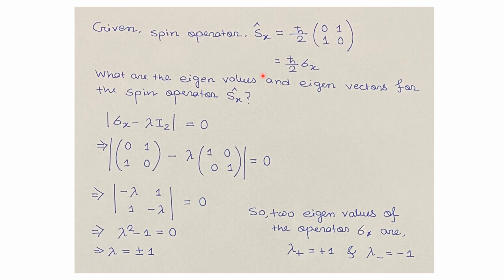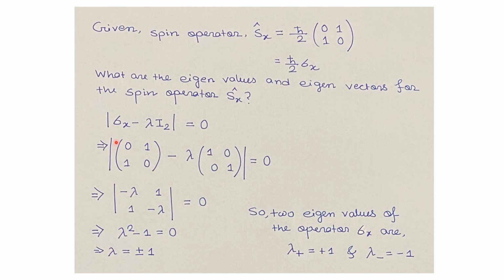So essentially we will find the eigenvalues for sigma x, then we will multiply ħ/2 with the eigenvalues of sigma x, the Pauli matrix. For that, we have to calculate this determinant, that is sigma x minus lambda times I2. Here lambda is the eigenvalue of the Pauli matrix sigma x and I2 is the 2 cross 2 unit matrix, and this determinant should be equal to 0.